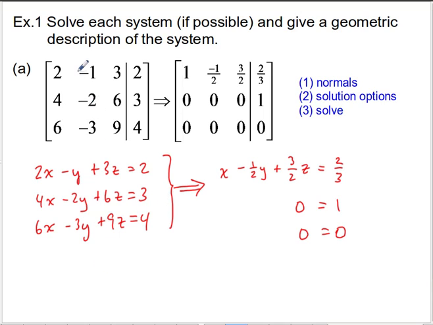So taking a look at what we have here, first of all, let's take a look at the idea of normals. The normal to plane number 1 is equal to the vector 2, -1, 3. And as I've mentioned in previous lessons, if you want to compare normals and you don't want to write everything out in a very formal way, you can just do a simple division. So I notice that 4 divided by 2 is 2, -2 divided by -1 is also 2, and 6 divided by 3 is 2. That means that the normal vector for 2 is actually 2 times the normal vector for 1.